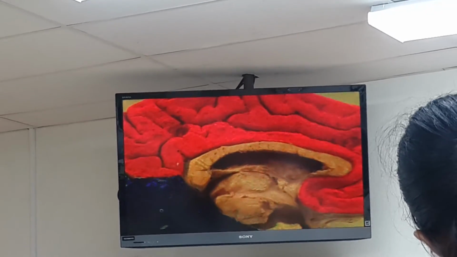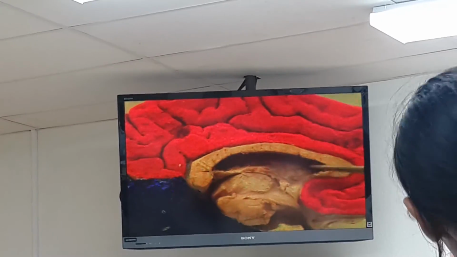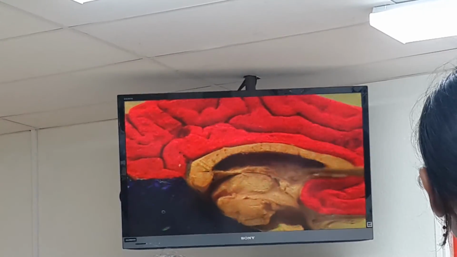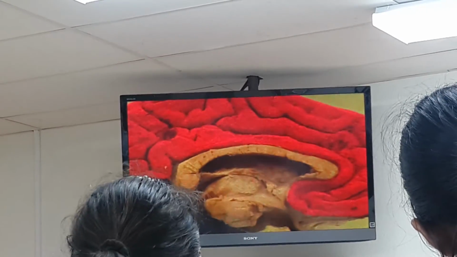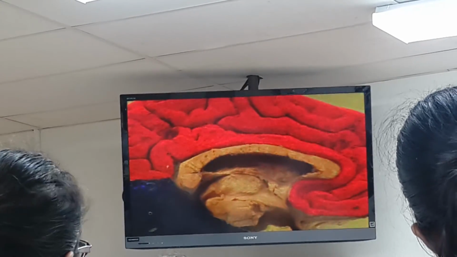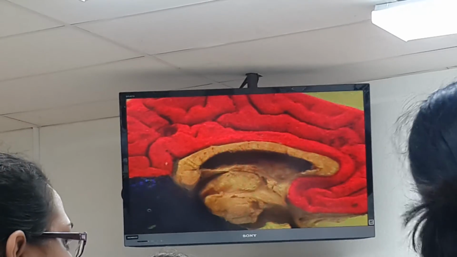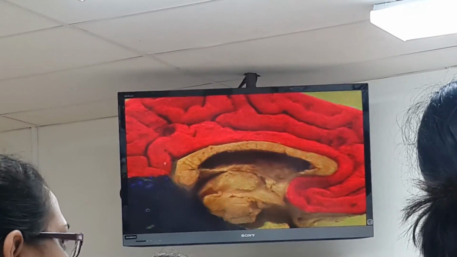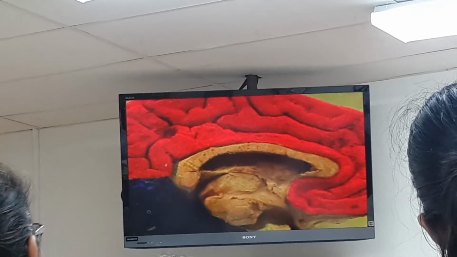If this part is pinned here, the pin mark you can see there. If I give the pin in the part of the cavity, the answer is the anterior horn of the lateral ventricle. If I give the pin on the mass of gray matter, then it's the head of the caudate nucleus. Mass of gray matter, caudate nucleus. Okay.